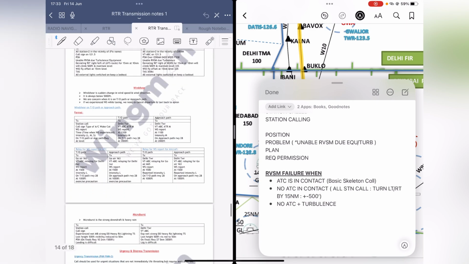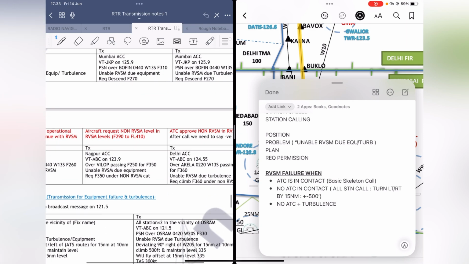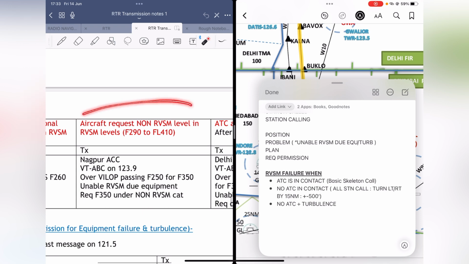What do I mean when I say this? I'm talking about this. See, let's say an aircraft requests a non-RVSM level in RVSM levels, basically. Nagpur area control, Victor Tango Alpha Bravo Charlie on 123.9. Overhead Villop passing flight level 250 for flight level 350. So we've already been cleared, but we have an equipment failure. For some reason, we have to climb up. We have to enter that RVSM airspace. So what will the call sound like? Unable RVSM due equipment. Request flight level 350 under non-RVSM category.